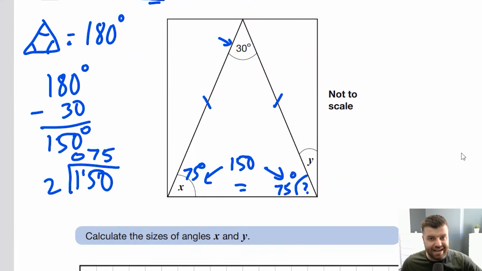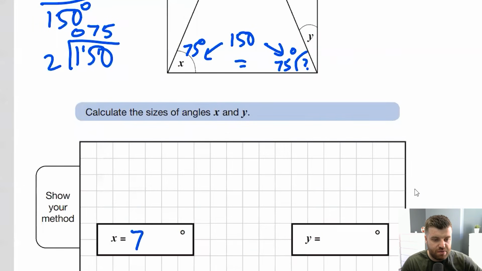And we can put in our first answer. X equals 75 degrees. We worked that out because we knew 180 degrees in a triangle, and we knew isosceles tells us that two of the angles are the same, two of the sides are the same.